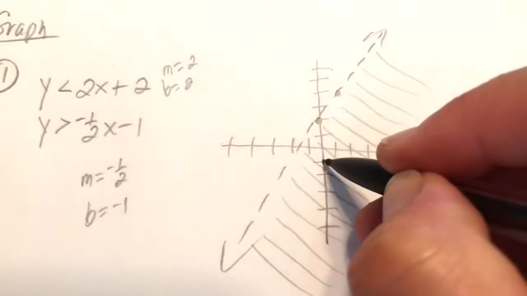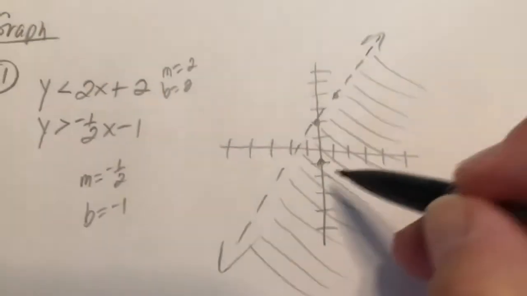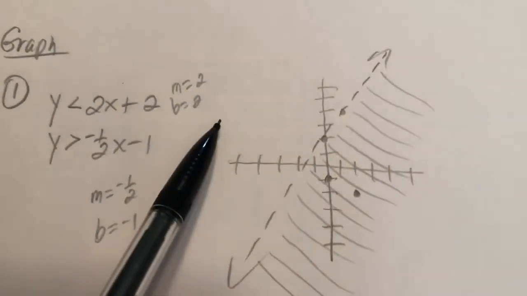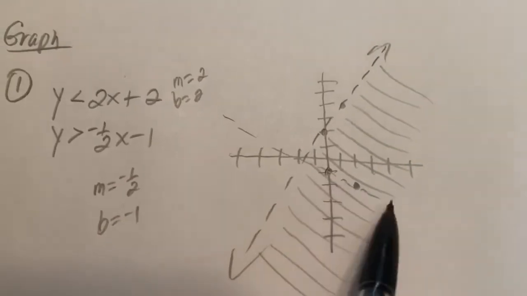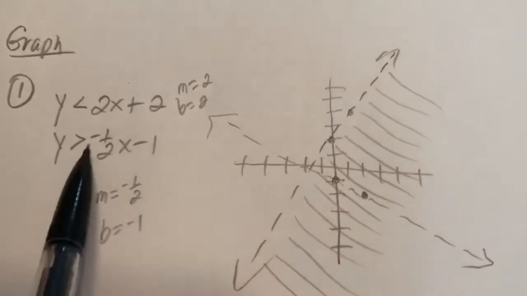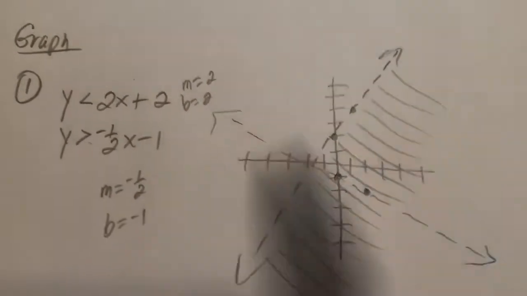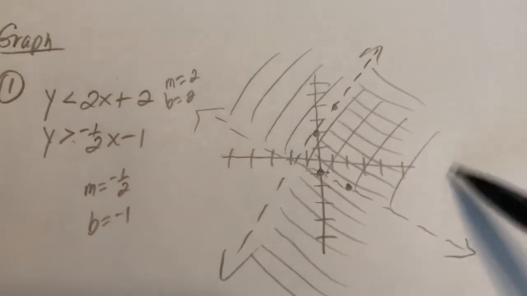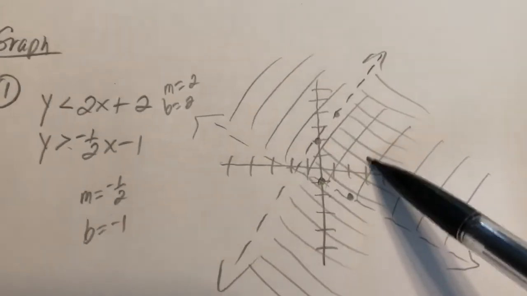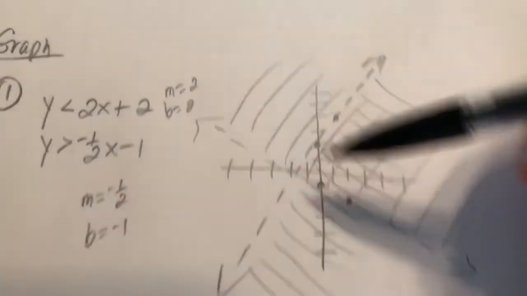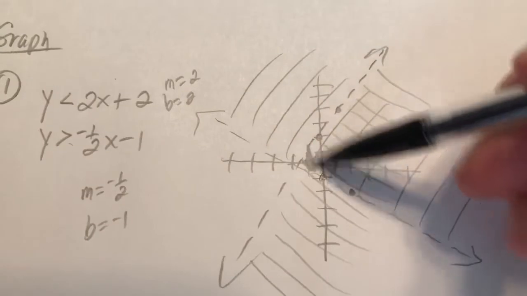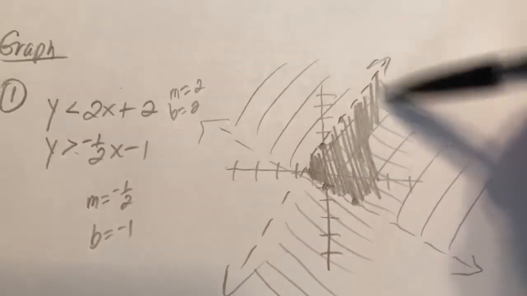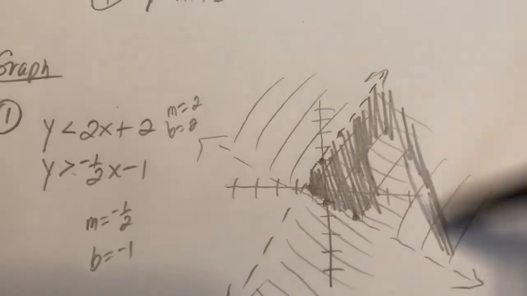For the second one, I start at -1. I go down 1 to the right 2. Make it a dotted line, because it's greater than, there's no equal to. And greater than, we shade above. So again, I'm going to use lines, because in the end, where we form these boxes, I need to make this area from line to line darker, okay?